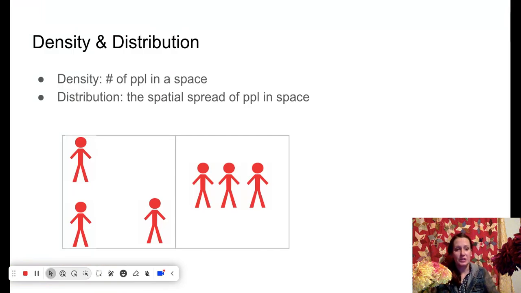So density is the number of people in a space, usually a square mile, a square kilometer, something like that. The distribution is how people are spread in that space. So notice in these two boxes, say they're square miles, the density is the same. There's still 3 people per square mile, but their distribution is very different. On the left, you have an even distribution of people for 3 of the 4 quadrants, whereas on the right, the 3 people are clustered, if you will, in the center of that square mile.